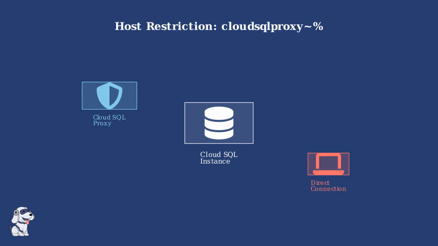Here we have a Cloud SQL instance, the Cloud SQL proxy, and an application attempting a direct connection. When an application tries to connect directly to the database, the Cloud SQL proxy host restriction blocks this connection immediately. The database will not accept any connection that doesn't come through the proxy. However, connections that come through the Cloud SQL proxy are allowed because they match the Cloud SQL proxy host pattern. The proxy authenticates and encrypts these connections before forwarding them to the database.